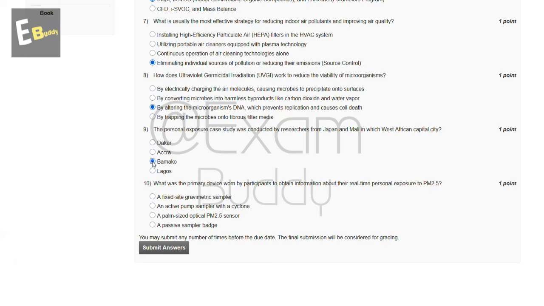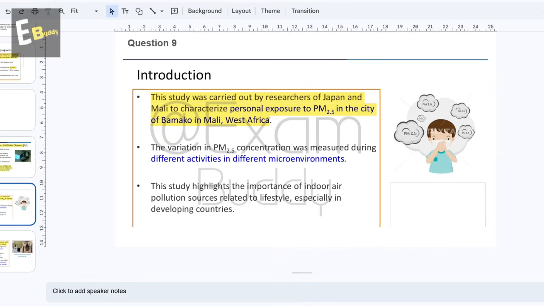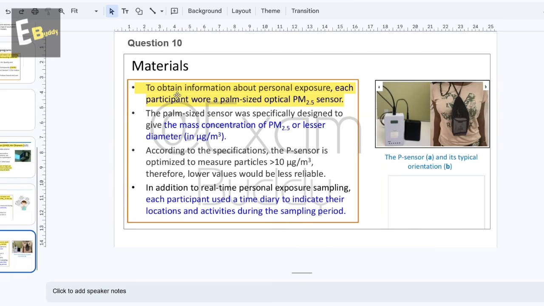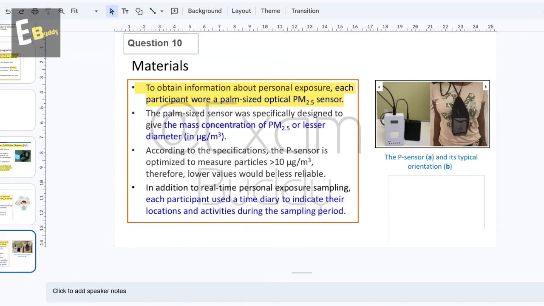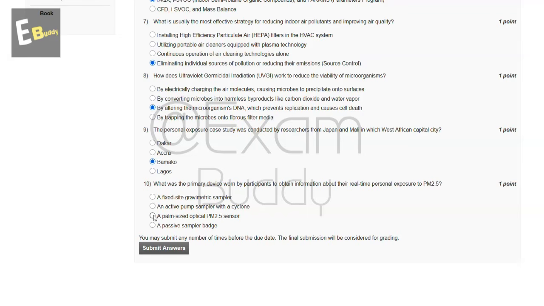And now let's go to our question number 10. What was the primary device worn by participants to obtain information about their real-time personal exposure to PM2.5? So these are the options, and now let's check the explanation. So explanation says to obtain information about personal exposure, each participant wore a palm-size optical PM2.5 sensor. So the answer of our 10th question is C. A palm-sized optical PM2.5 sensor. Now submit your answer.